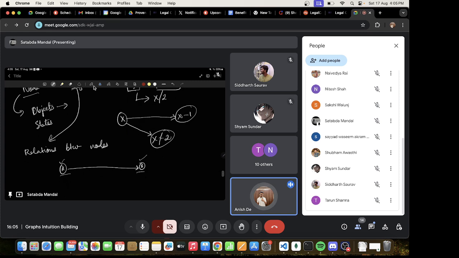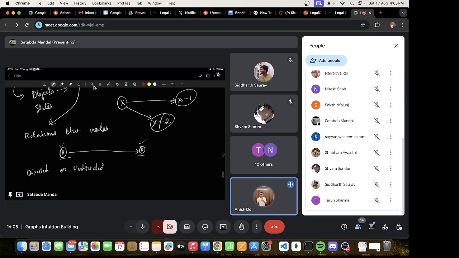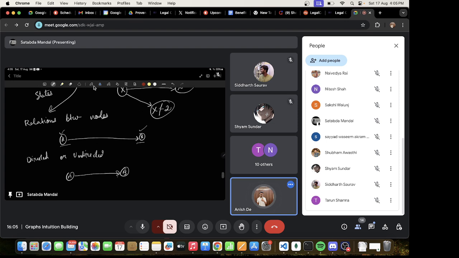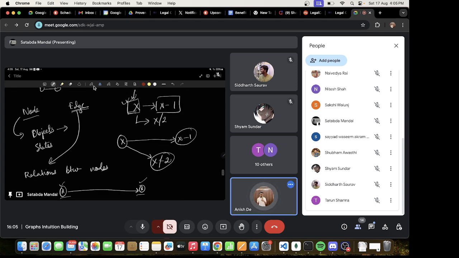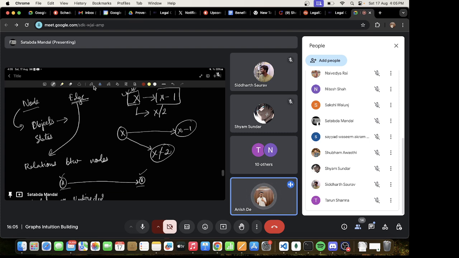Now how do you determine whether it will be a directed edge or an undirected edge? If the relation is from A to B, it will be directed. If the relation is A to B as well as B to A, in that case it will be an undirected edge. For example, in this question we can decrement X to X minus 1, and we can make X to X by 2. Tell me whether it will be a directed edge or an undirected edge.